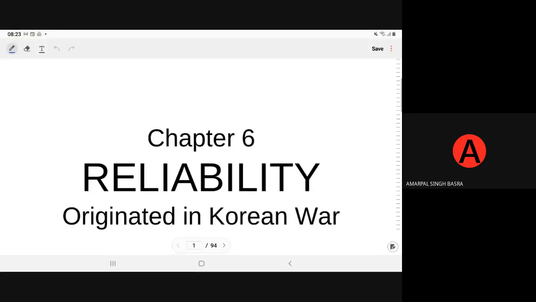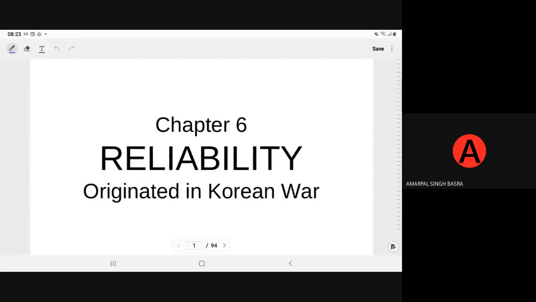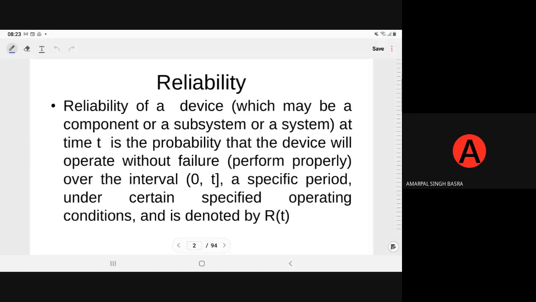So now the next chapter is chapter 6 from the EDD notes, reliability. Reliability was mainly originated in the Korean War. You have enough idea about reliability because in day to day life you use this word.